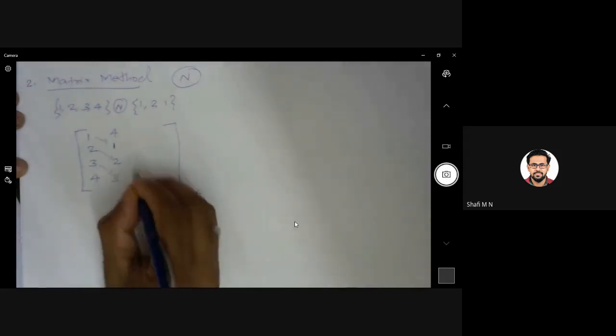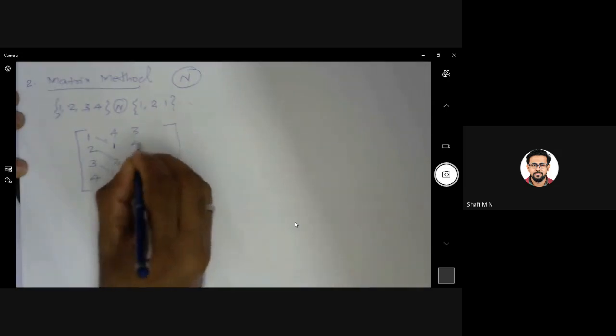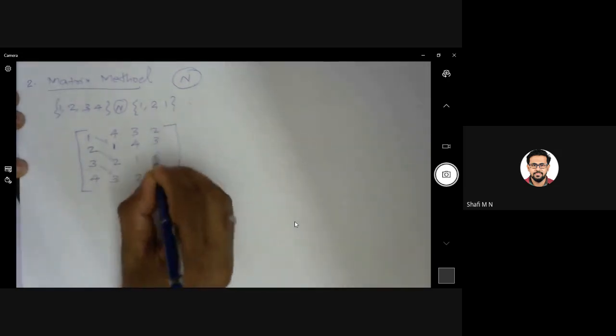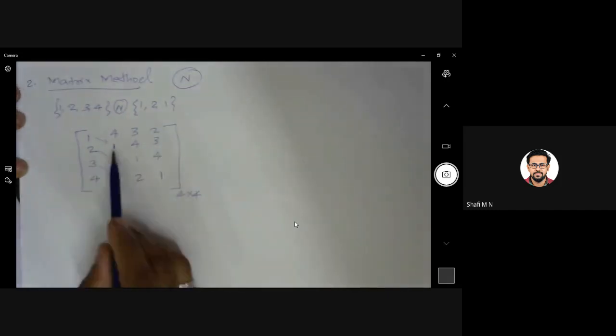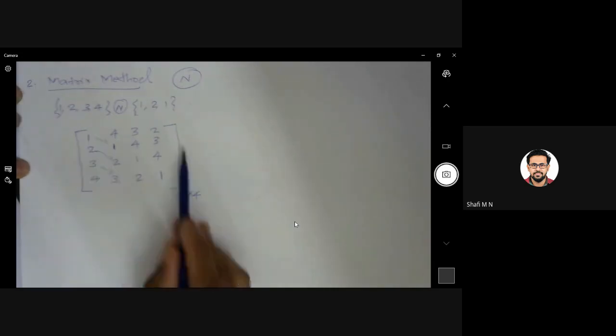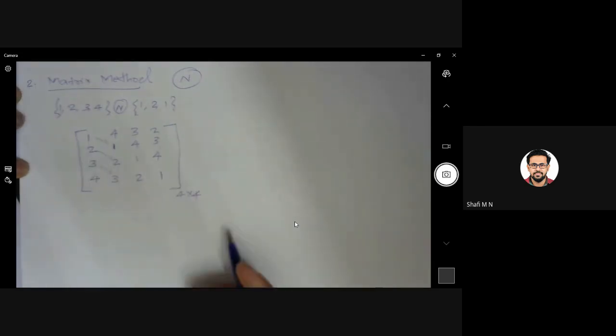Next, you should start from here. So 1 2 3 4. Next one should start from here. 1, so 2 3 4. So this is how you can use any of the sequence. 1 2 3 4 was the first sequence, and you can modify it to a 4x4 matrix.